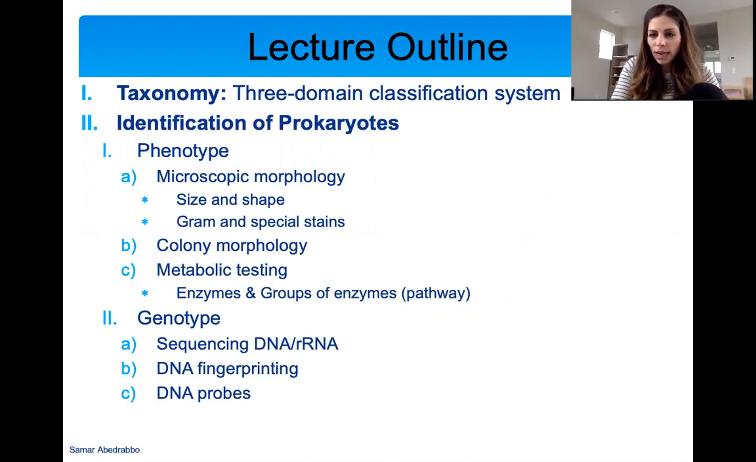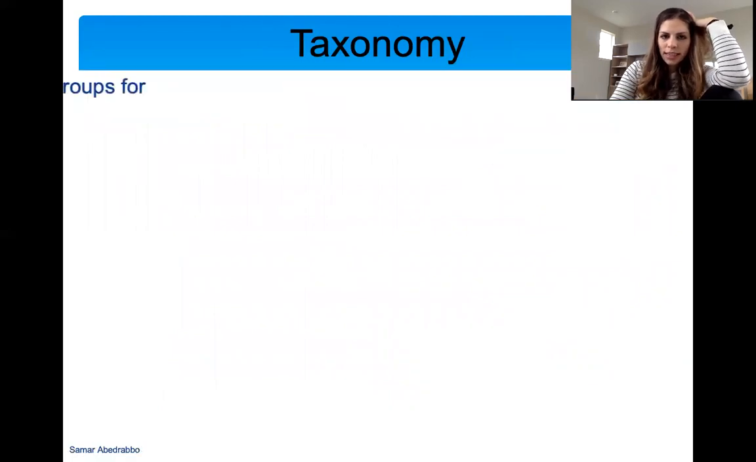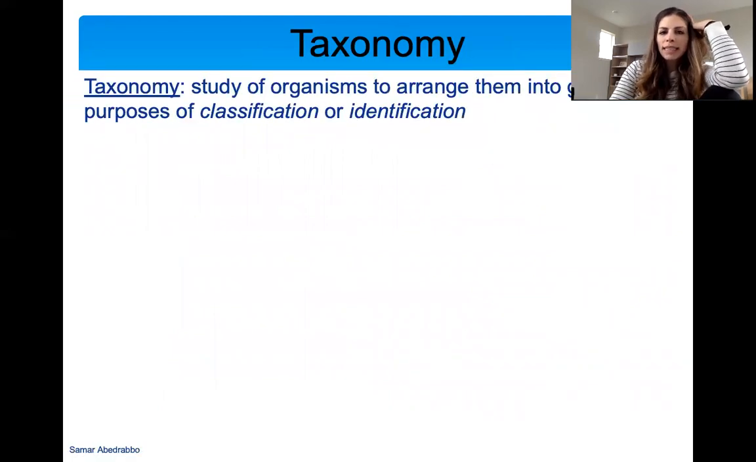So for example, if someone has an infection, and you get a stomach culture sample or a urine sample, what experiments do you actually do to figure out what type of organism it is to give them the proper treatment? So we'll start off with some definitions. So taxonomy is studying organisms so that you're able to arrange them into groups. So all of taxonomy is how you basically arrange organisms into various groups.